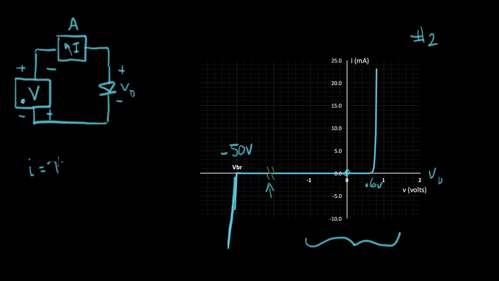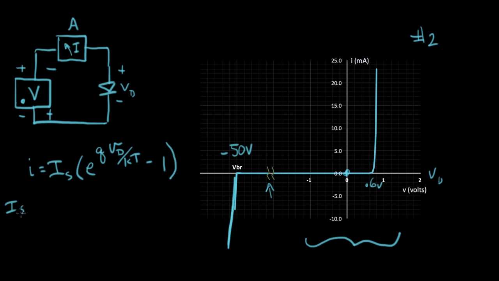I equals IS, this is a current, times e to the QV_D over kT, minus 1. Q is the charge on an electron, V_D is the voltage on the diode, K is Boltzmann's constant, and T is the temperature of the device measured in Kelvin. So this equation actually fits this part of this curve for a real diode. It's a fitting curve. We'll look at these constants one at a time.